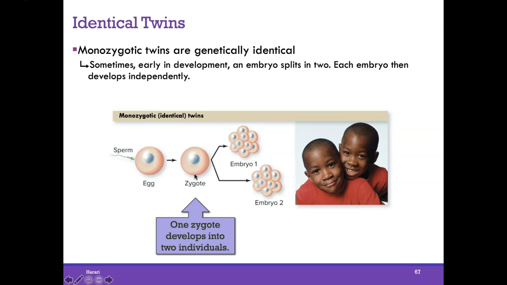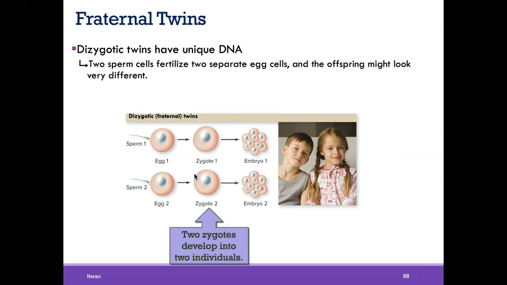Again, monozygotic twins still have differences. Right? We spoke about that with epigenetics. So clearly, there are other factors other than genes that influence different physical characteristics.